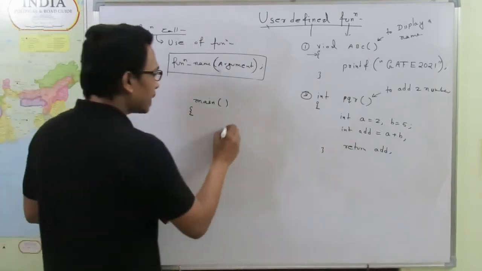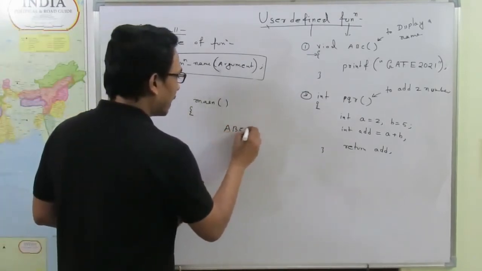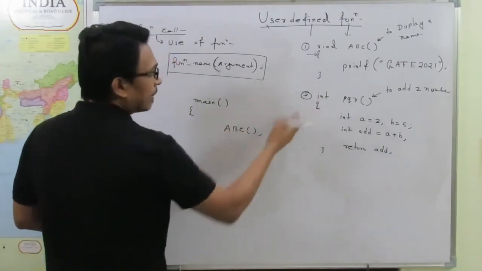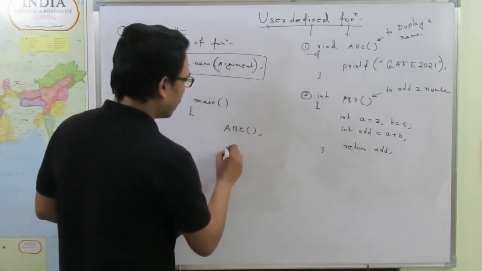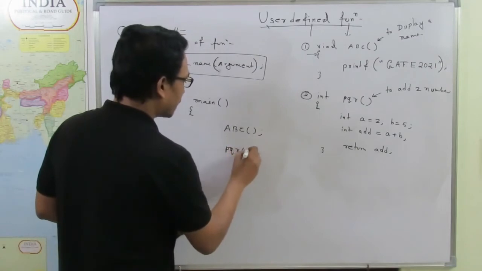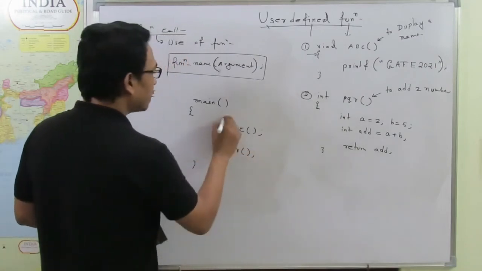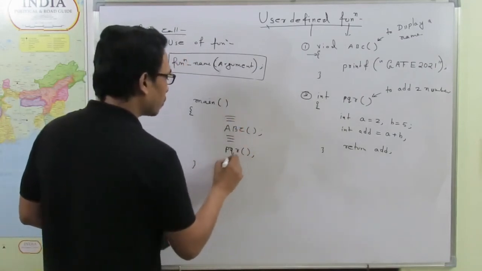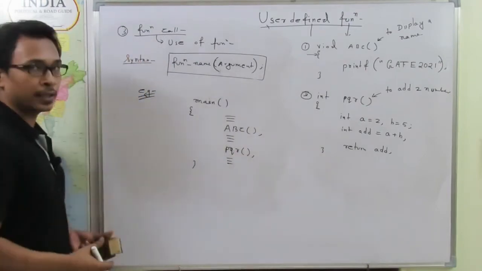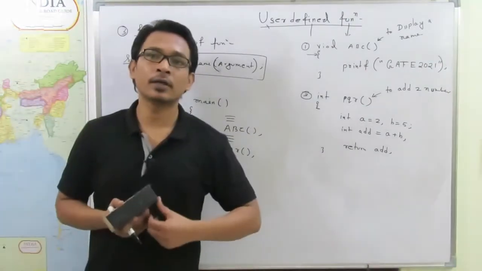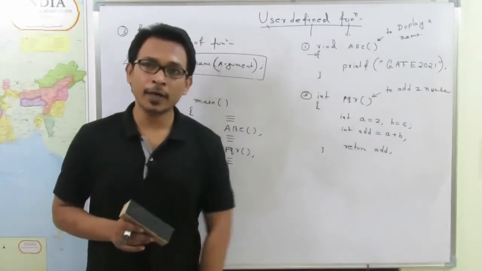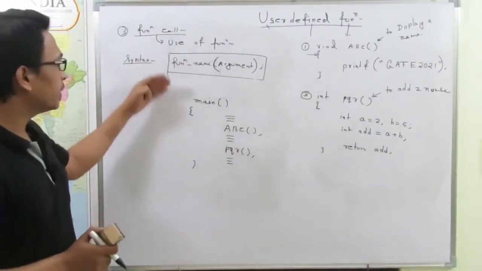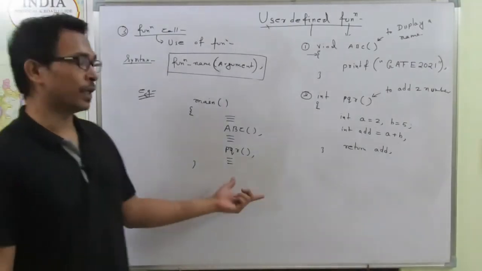The first function is abc, so we can call abc function like that, and the second function is pqr, so again we can call pqr function like that. And there may be some other instructions also inside the main function. Clear? That will depend on our problem for which we are going to write the program. Clear? So this is how we can call the function.